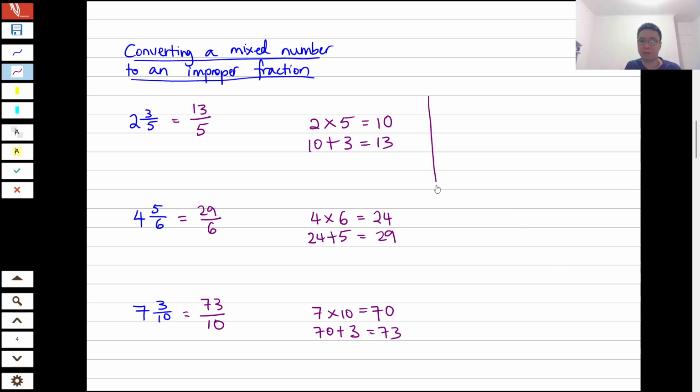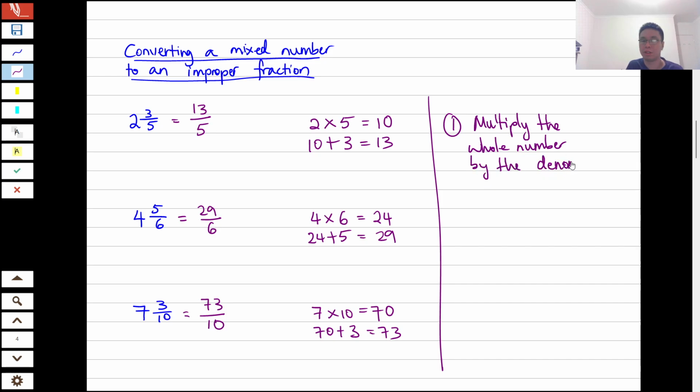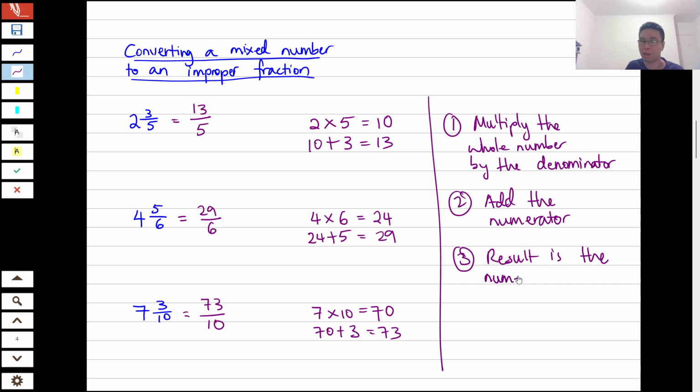If I were to summarize what we did here, the first step is to multiply the whole number by the denominator. Next, we add the numerator. And finally, we'll say that the result is the numerator of the improper fraction.